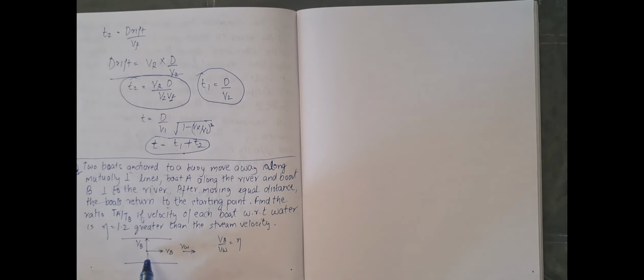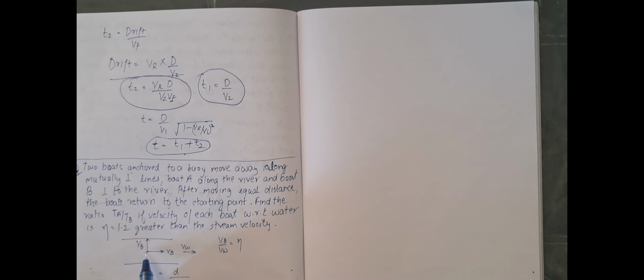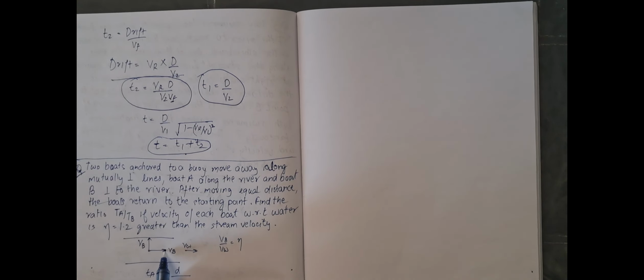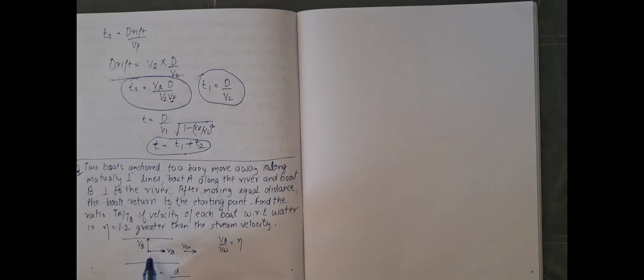So let us suppose this is boat A, it travels along the river. Suppose it goes a distance say D. So TA will be equal to D by total time taken. Let us calculate the total time taken by this boat A to go from here to here and then from here to here.